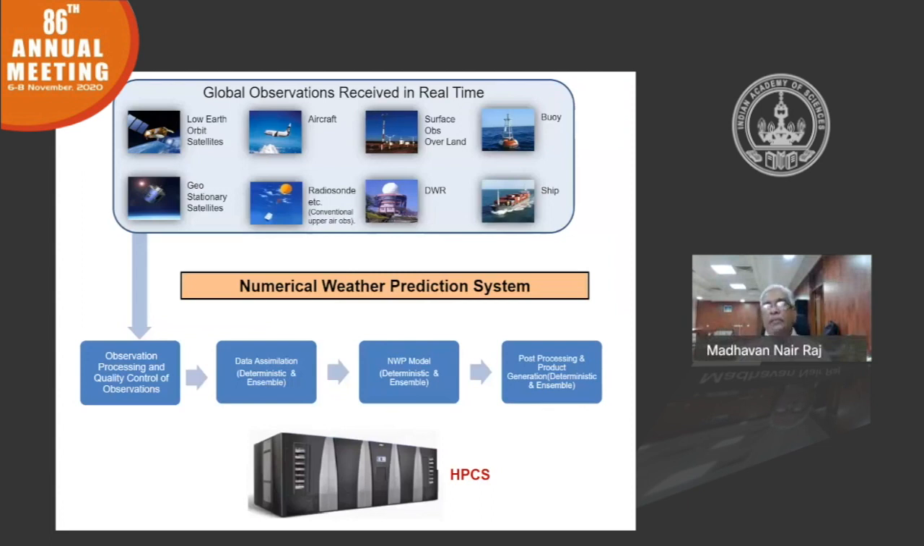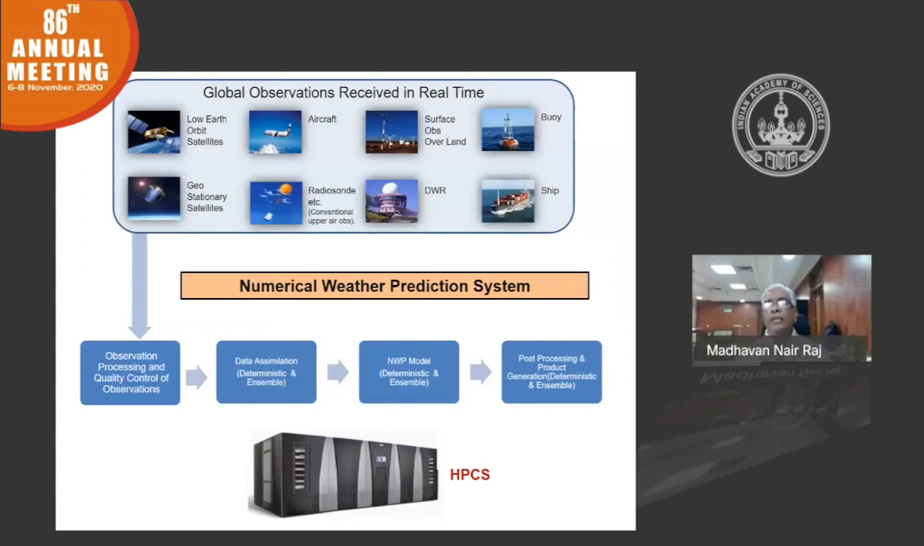We take observation at fixed times. So 0 UTC, UTC means nothing but GMT. That is the early morning, 5:30, then 8:30, 11:30. Every 3 hours we take observation. It's called synoptic observation. Then we also have automatic weather observations, which can be continuous. It can be every 5 minutes or every 1 minute. And we also have a suite of observations.